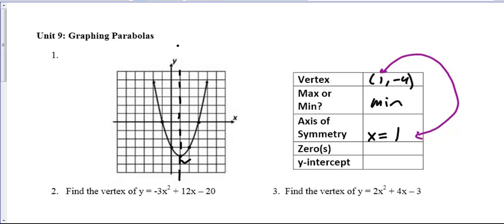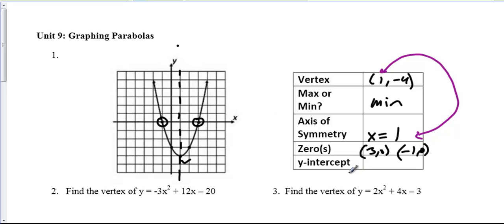The zeros are when your parabola crosses the x-axis. They're also known as the x-intercepts. In this case you would have (3, 0) and (-1, 0). So again, we call those the zeros. The x-intercepts, we also refer to those as roots.